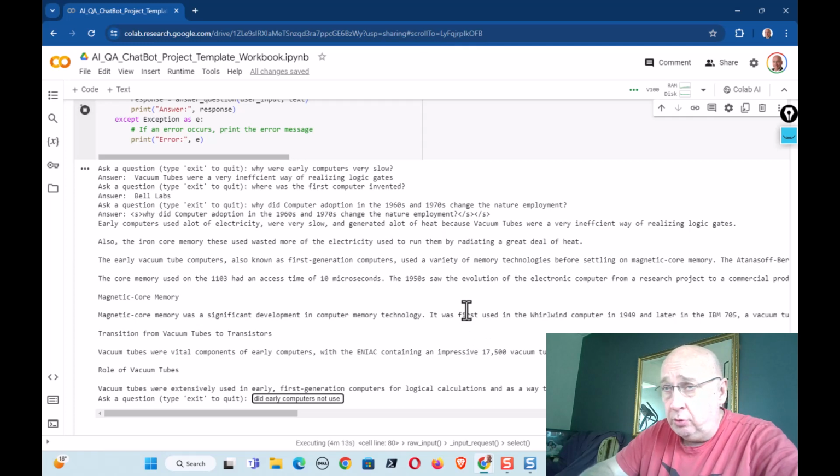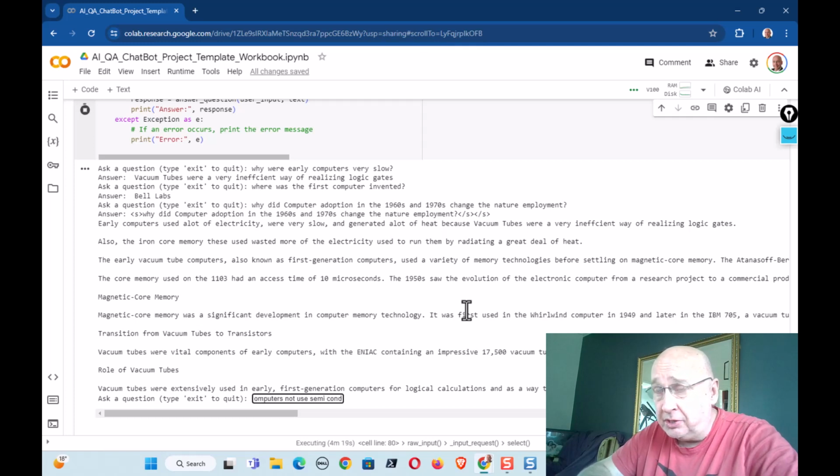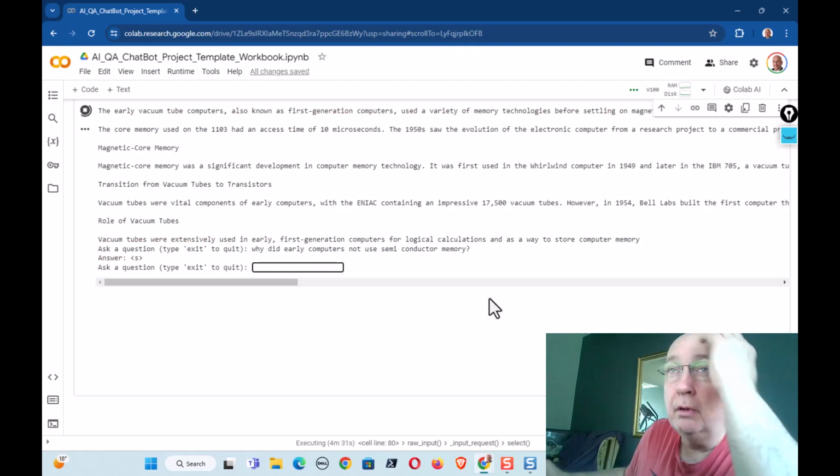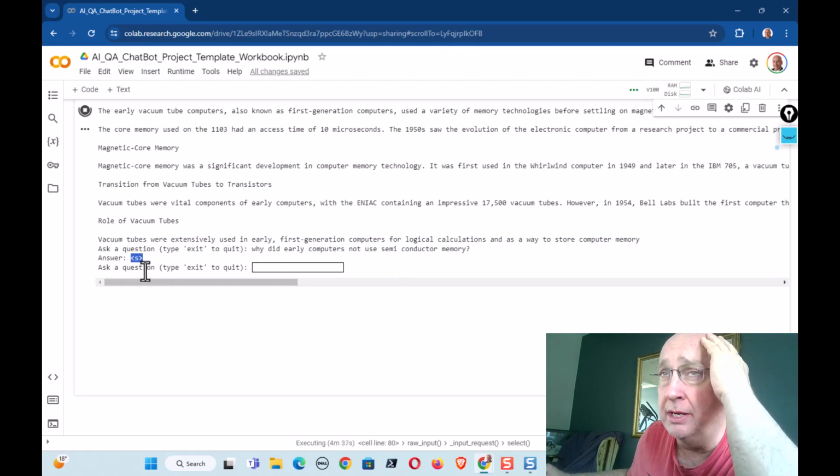Why did early computers not use semiconductor memory? The correct answer is because it didn't exist. But let's find out how Roberta handles this. And it may take a while. Oh, actually, you see the S? That's just a placeholder that says, I have no idea. Stop pestering me with your stupid questions.